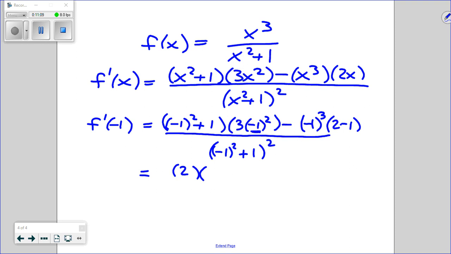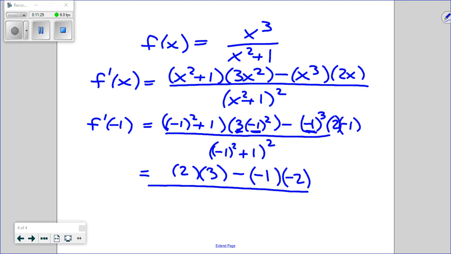-1 squared is 1 times 3 is 3. Okay, minus -1 cubed is -1. And remember, this is 2 times -1. Maybe I'll use parentheses there. So 2 times -1 is -2. And then all over -1 squared is 1. 1 plus 1 is 2. And then 2 squared is 4. All right, it's getting a little bit easier. 2 times 3 is 6. Okay, minus -1 times -2 is 2 all over 4. So we end up with 4 over 4, which equals 1.